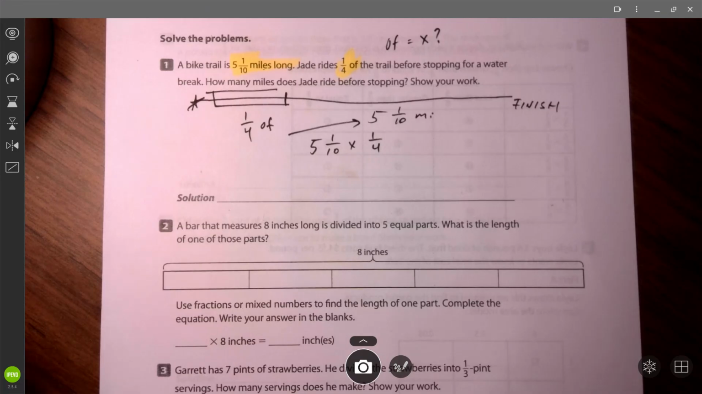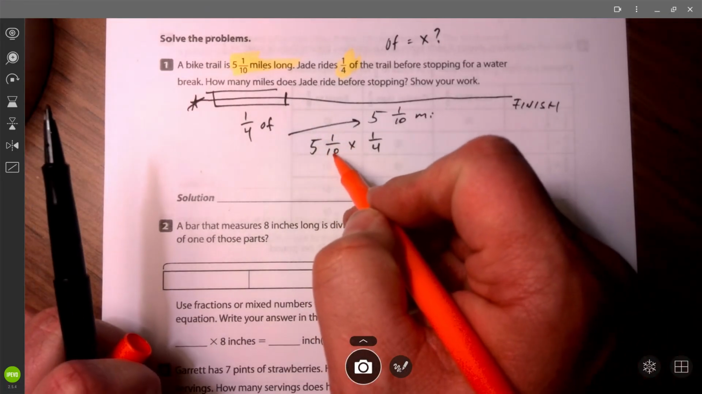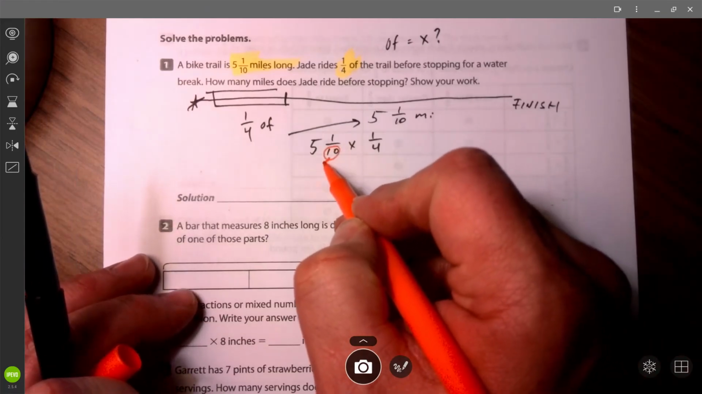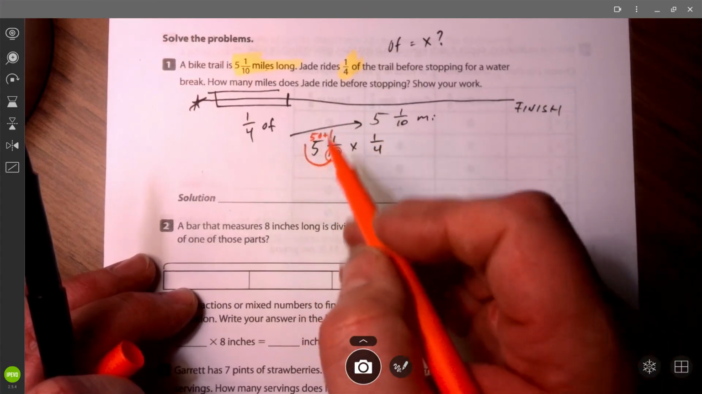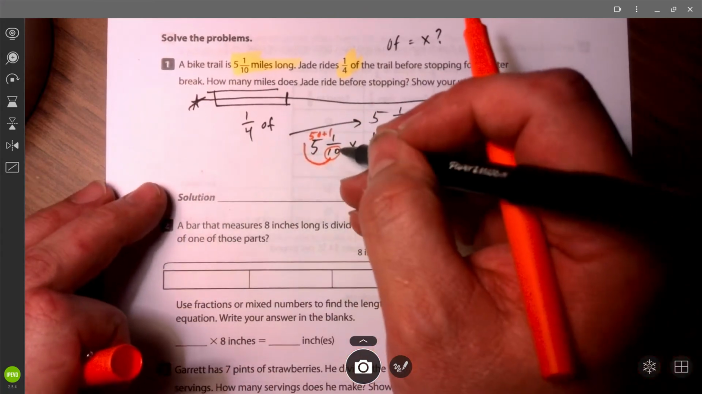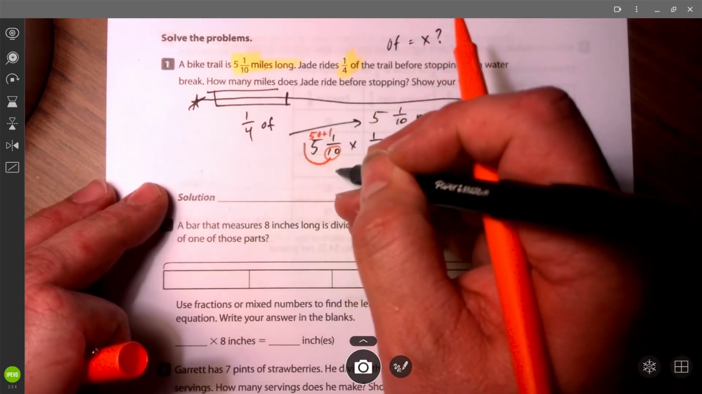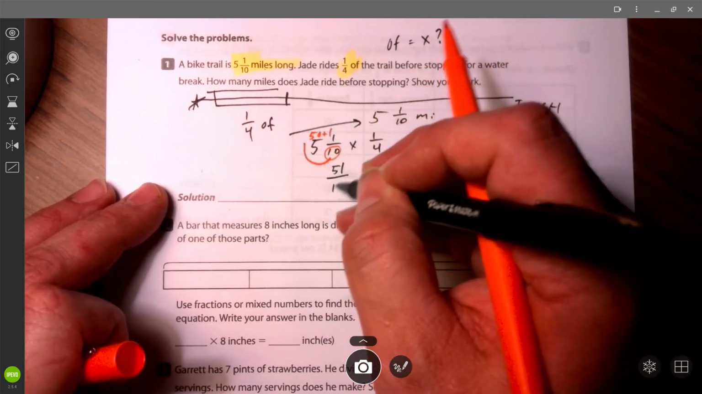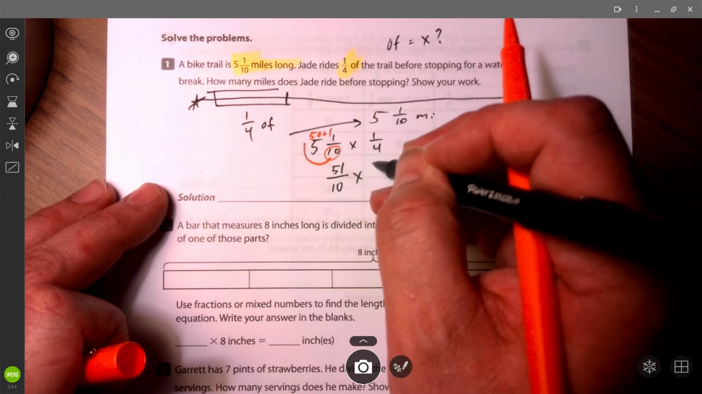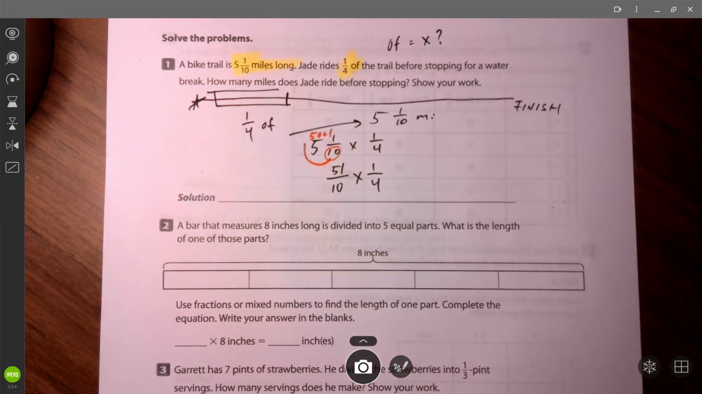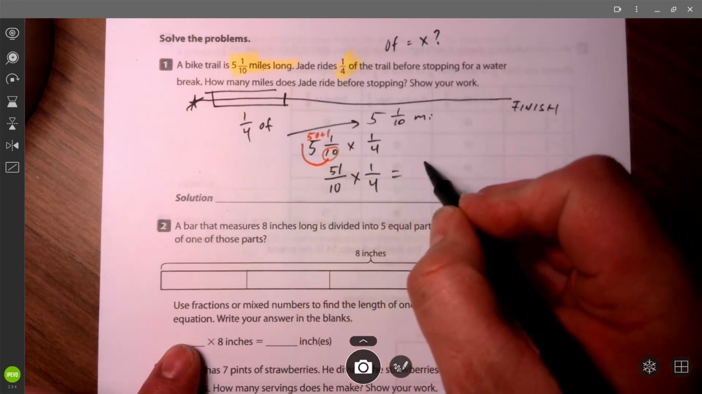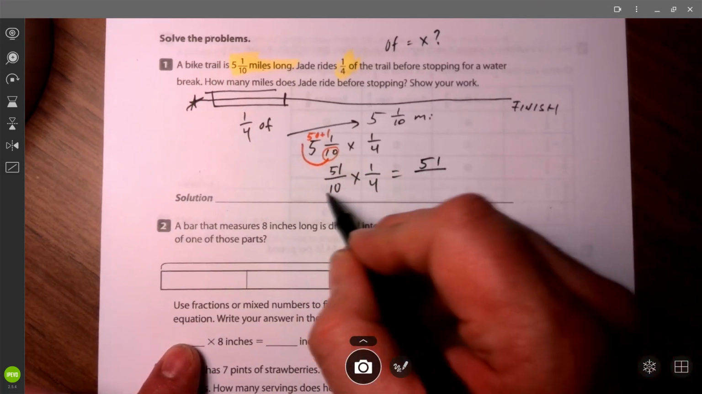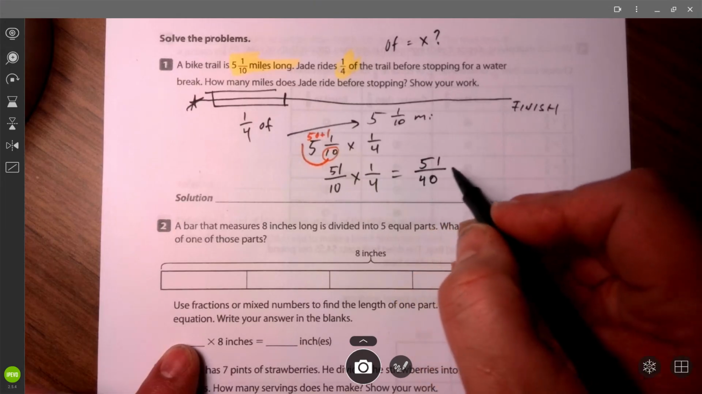Remember that we can't multiply with this mixed number right here. So we're going to do big C convert. I'm going to say 10 times 5 is 50 plus 1. Keep that bottom times big plus top. So 51/10 times 1/4. Now I can do top, top, bottom, bottom. I got 51 times 1 and 10 times 4, which is 40.